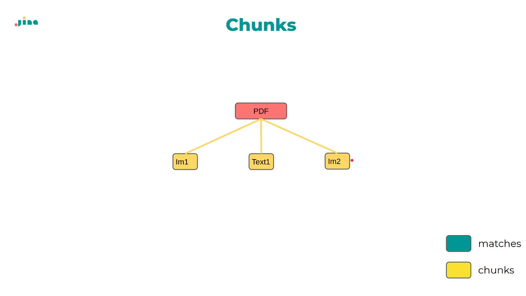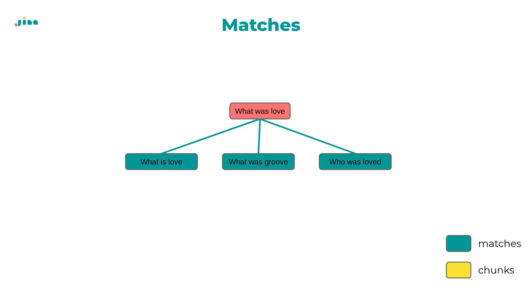But we have a second type of child nodes, which is matches. So when you search for "what was love", you might get matches back, which might be "what is love", "what was groove", or "who was loved". And after searching and going through our index, we might get back these matches in our data structure. So these are the types of nodes that we have in our graph.